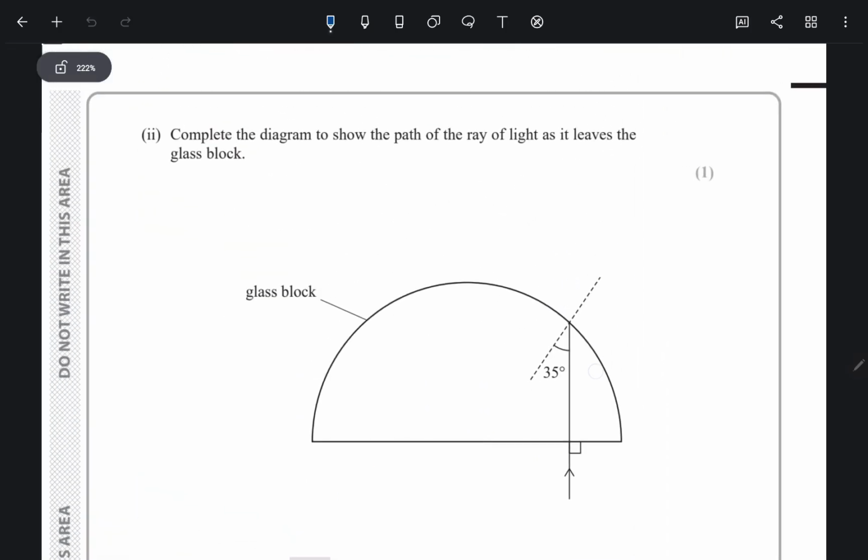Part B2 says complete the diagram to show the path of the ray of light as it leaves the glass block. So it's going from more dense to less dense. So the ray of light is going to refract away from the normal. And this angle is going to be 59.4 degrees. We don't have to measure this angle because it's just one mark. If we had two marks, then I would measure the angle of refraction.